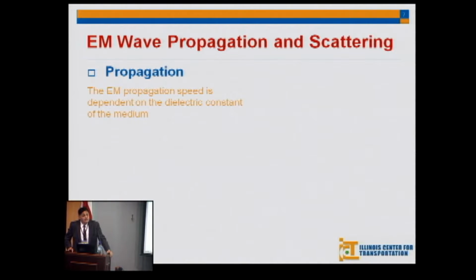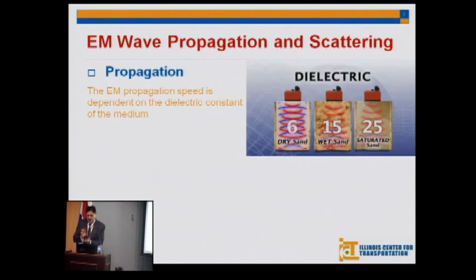So we're going to be looking into two things here. One is the propagation, and the second is the scattering. Propagation is when the electromagnetic waves go through a material. This propagation speed depends on the dielectric constant. Here is a very nice simulation showing dry sand, where the dielectric constant is 6. The propagation is going to be much faster than in a saturated sand, where the dielectric constant is 25.